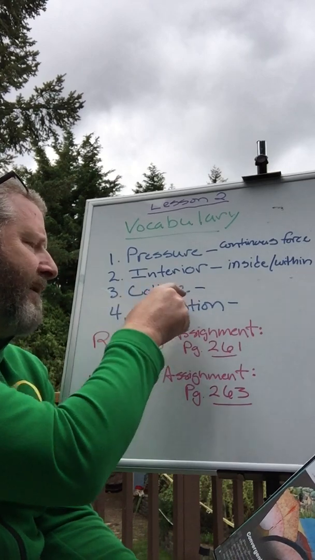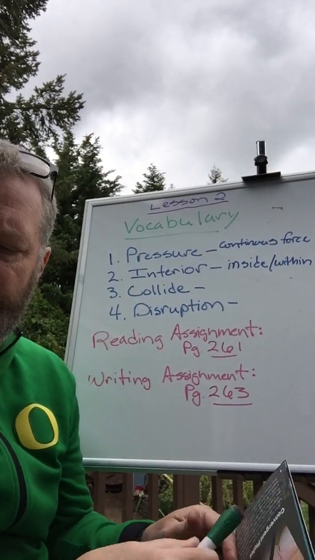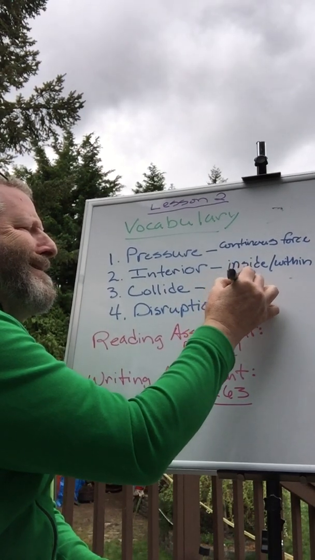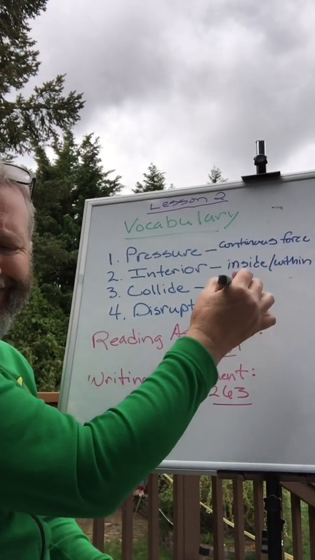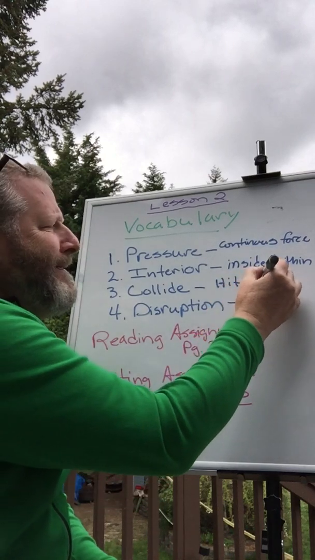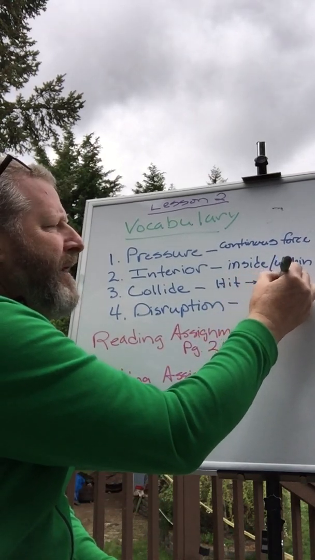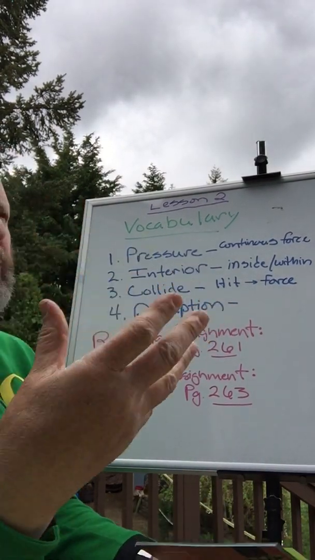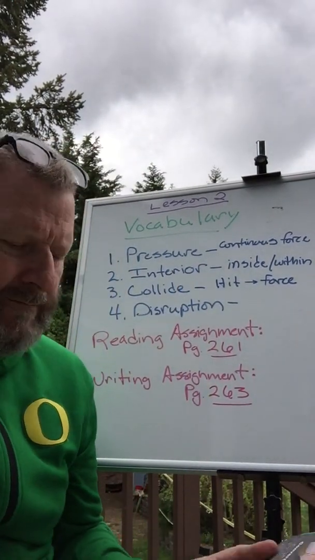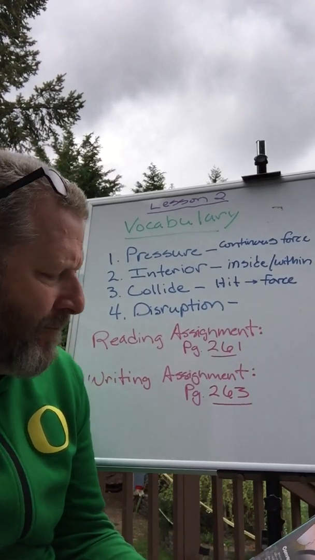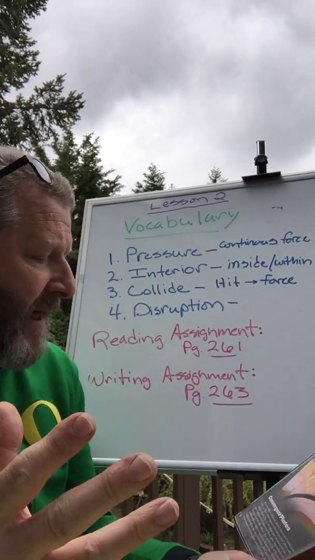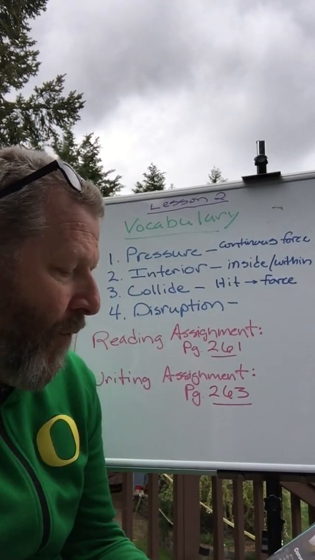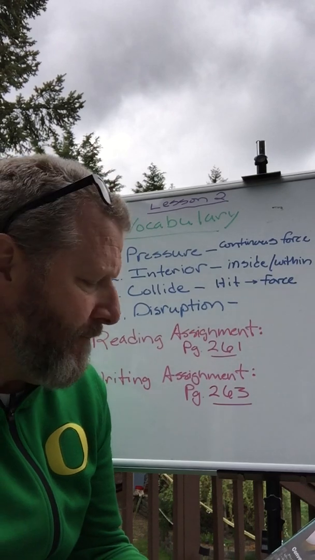Vocabulary word, collide. What is collide? Collide is something that gets hit and has force to it. So it's a hit with force. Something collides, the ball collides with the bat, comes off the bat, goes. So, when the two plates collide, when they hit with force, the denser one moves underneath the lighter one.